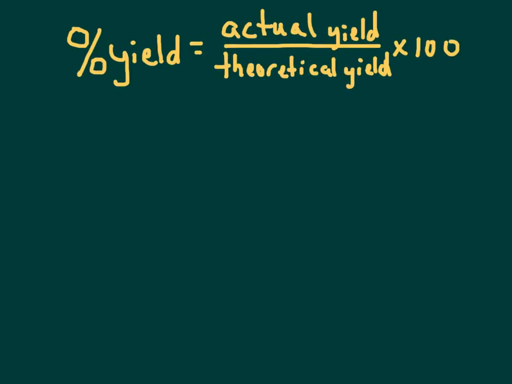So this is the formula for percent yield. You have to have this written down. Percent yield is going to be actual yield over theoretical yield times 100. So we've got to talk about what these terms mean.